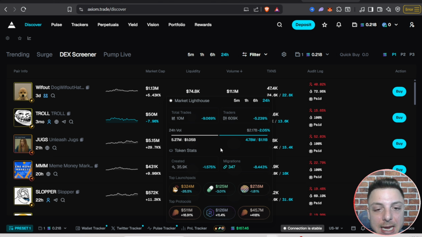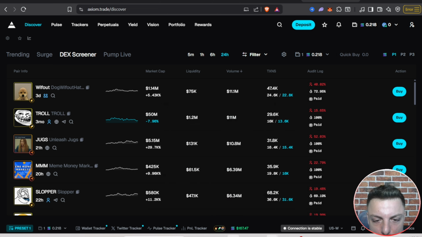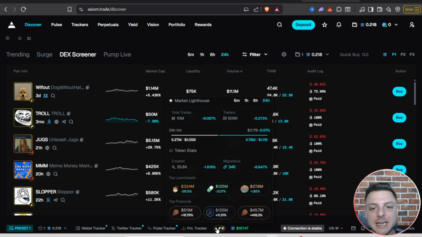Here we get some statistics that actually show us in this market lighthouse. The most important statistic is the token stats. We see here that the total amount of created coins in the market just in the last 24 hours has been 35,800 coins total. So that's short-term coins created in the last 24 hours. And of those coins, migration means the market cap hits roughly 70 to 80,000. I can actually probably confirm it down here. Roughly 70 to 80,000. Once it hits that, the liquidity pool migrates over to Raydium, and then you get the continuation and launches on other decentralized exchanges.